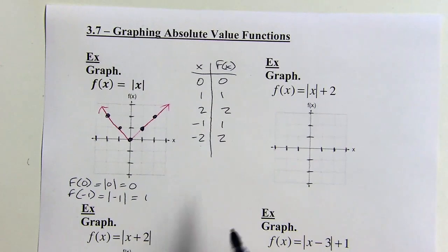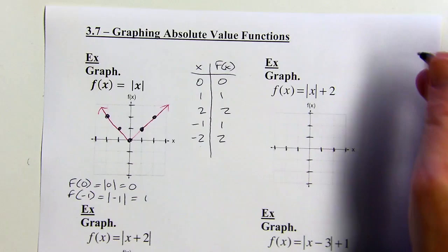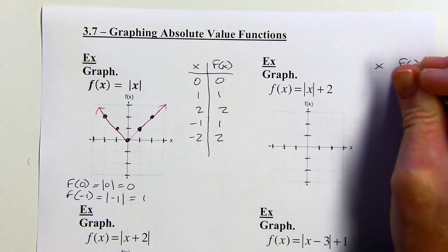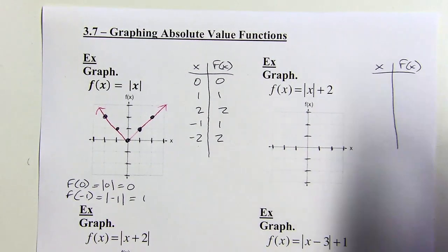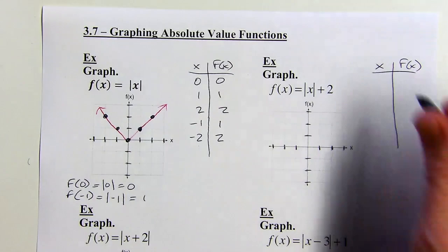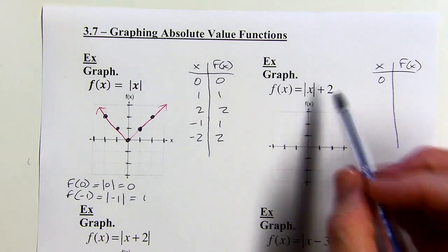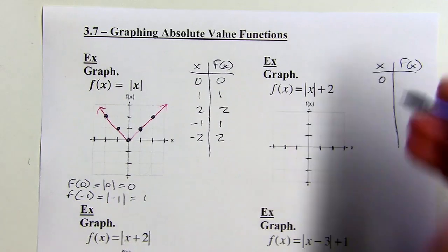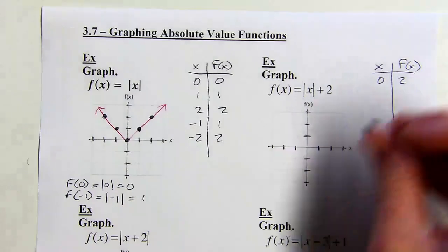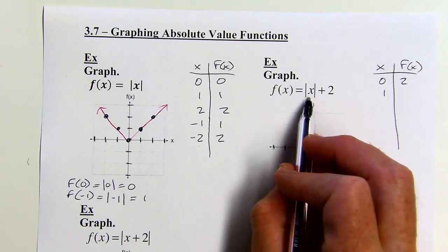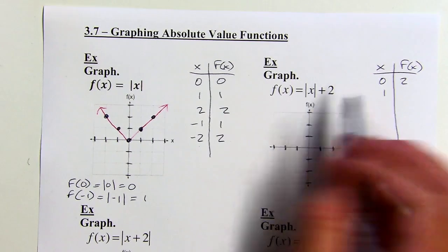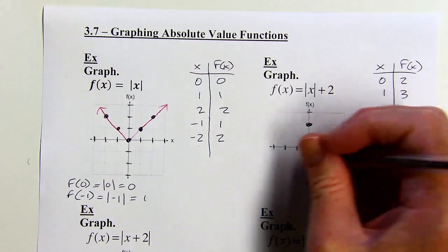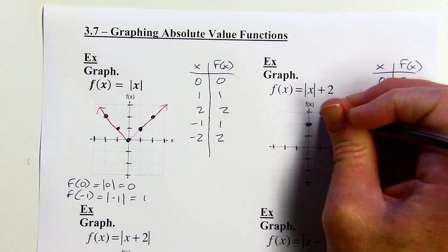All right, so let's see what happens with this one. And we'll get to a point where we don't need the xy tables anymore, but it's just a good place to start. So when I plug in 0 here, I'm just going to do this in my head. I'd have the absolute value of 0, which is 0, plus 2. Okay, so that's 2. When I plug in 1, I'll have the absolute value of 1 plus 2, so that'd be 1 plus 2 is 3. Okay, so I get 0, 2, 1, 3.